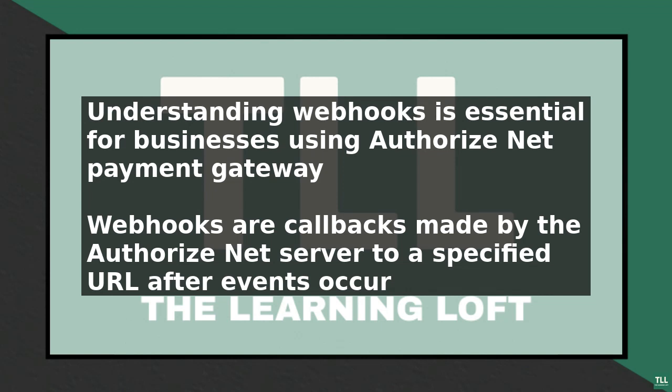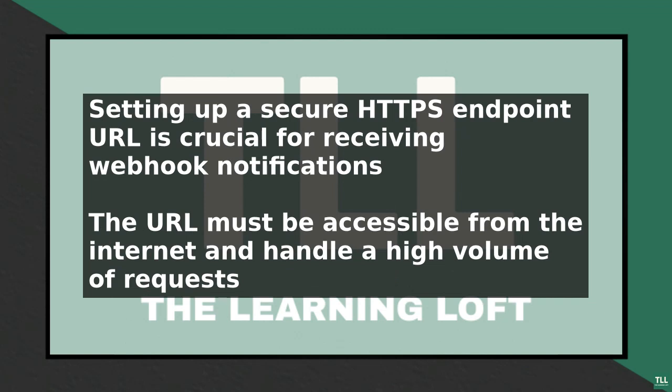The first step in implementing webhooks is to set up the URL where the webhooks will be sent. This URL must be a secure HTTPS endpoint that can receive and process the webhook notifications. It is also important to ensure that the URL is accessible from the internet and can handle a high volume of requests.